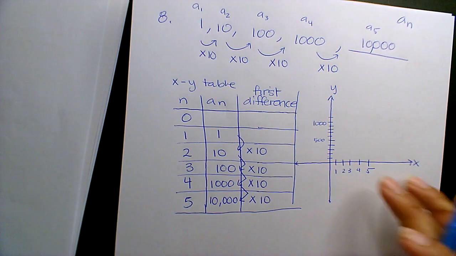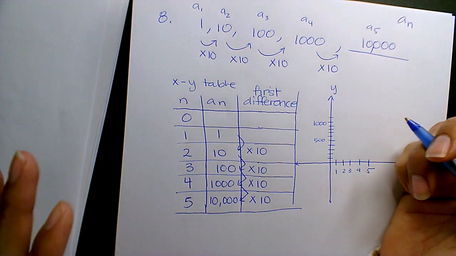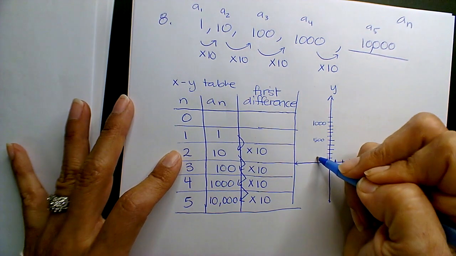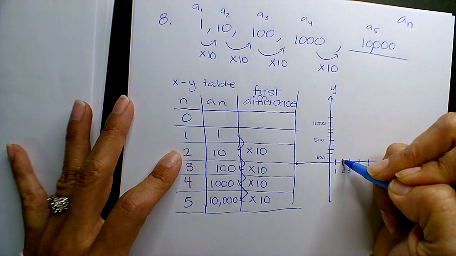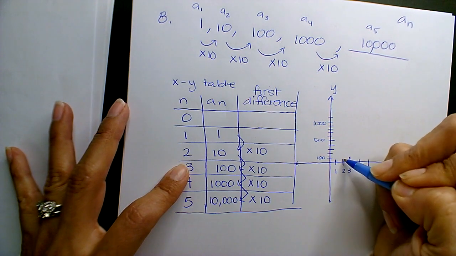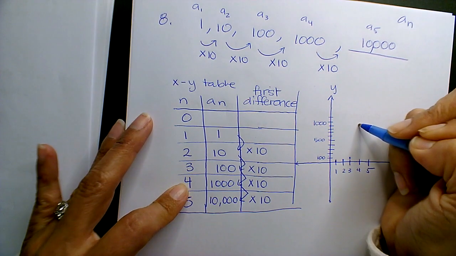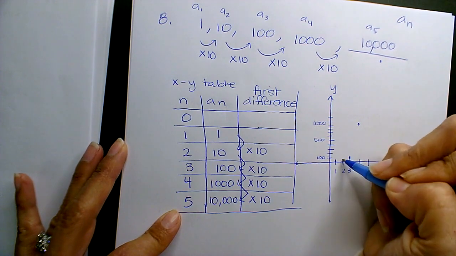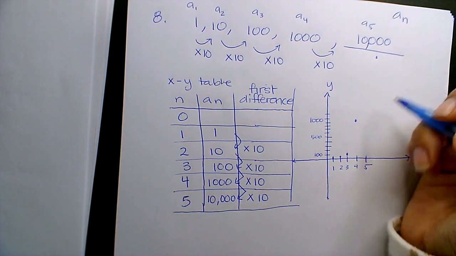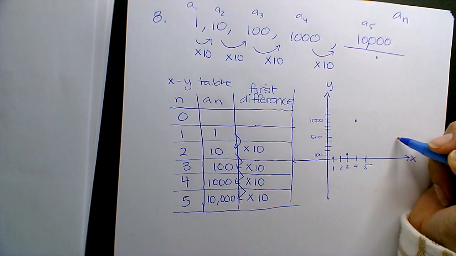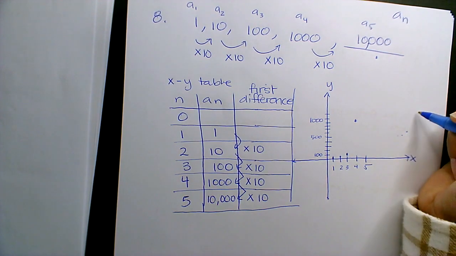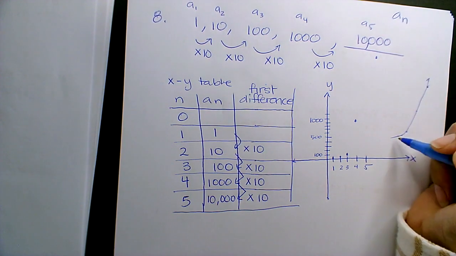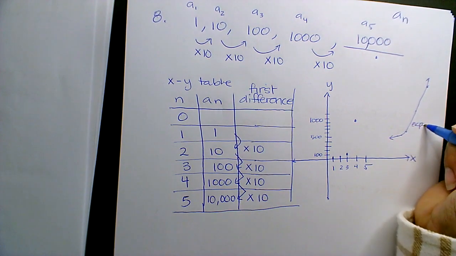Okay, if you're going to plot, what am I, 1, 1, that's like right here. 2, 10, by the way, this is 100, so that's why it's still down low. 3, 100. 4 is 1,000. And this is way up high. All right, you wouldn't connect the dots, but if I was to connect them, you kind of have a graph that looks like this. This is what an exponential function looks like.